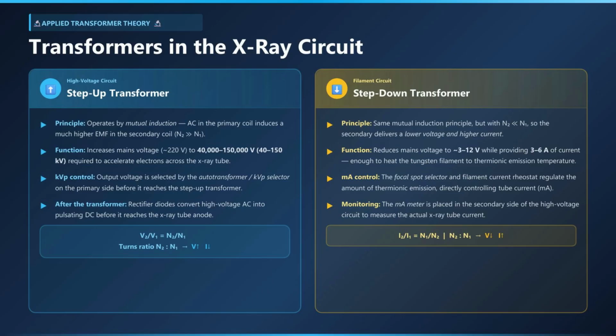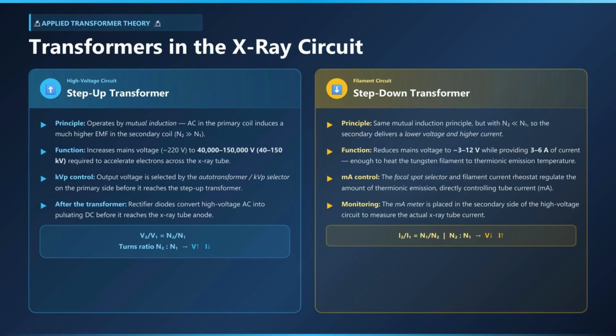Before the voltage reaches the step-up transformer, the auto transformer and kVp selector establish the voltage supplied to the primary side. This ultimately determines the voltage produced on the secondary side and therefore contributes to the selected tube potential. After transformation, rectifiers convert the high voltage AC into pulsating DC before it is applied to the X-ray tube electrodes.